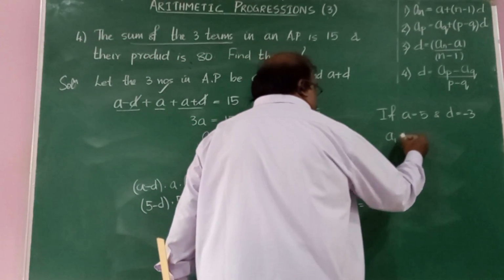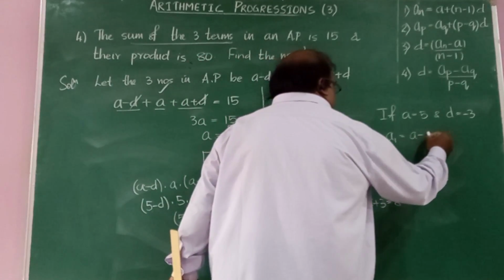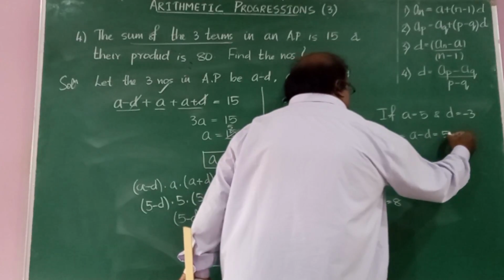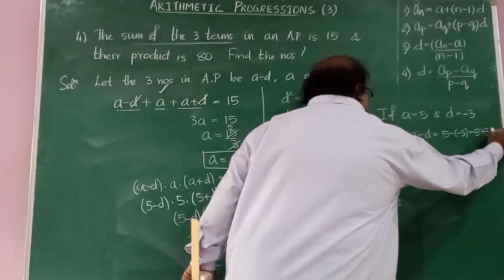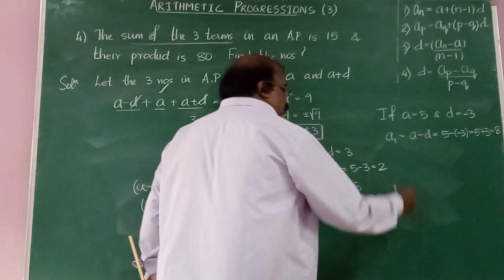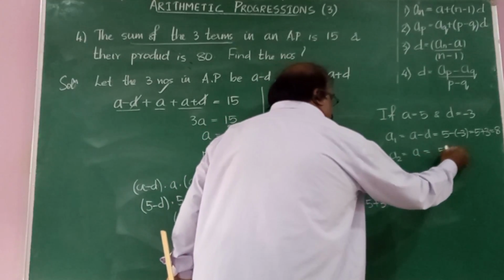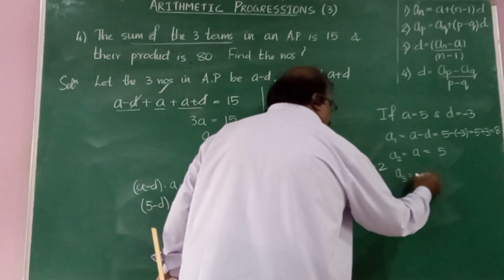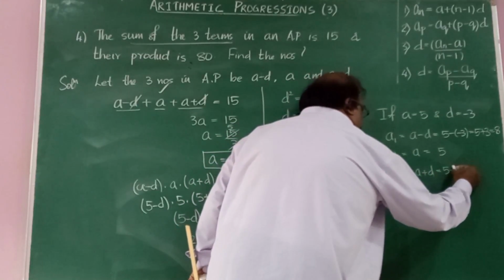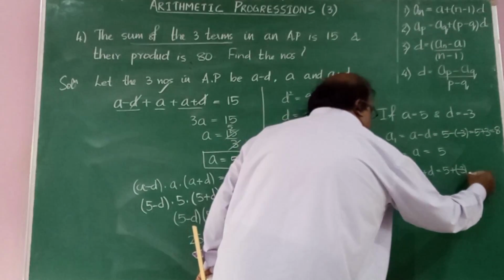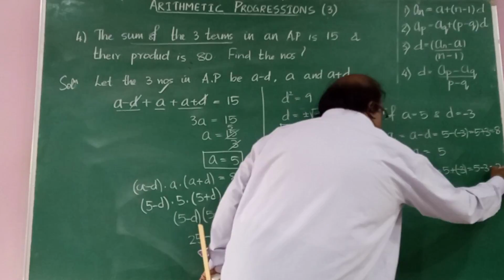So what would have been my first number? The first number, that is A1, would have been A minus D. 5 minus of minus 3, which is 5 plus 3. What is 5 plus 3? 8. What would have been my second number? A. What would have been my third number? A plus D. What is A plus D? 5 plus of minus 3, which is plus into minus, minus.